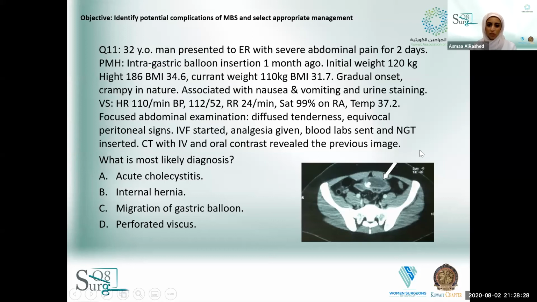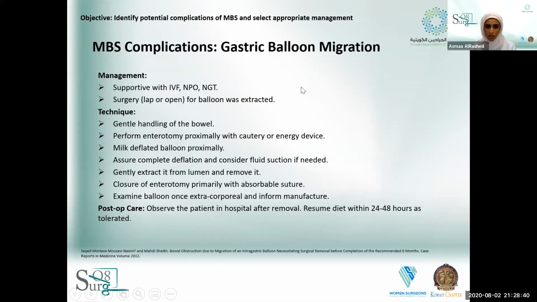So this is migration of gastric balloon. 47% got it right. So it's not perforated viscus. There's no gas that indicates that. 11% said acute cholecystitis, but the gallbladder is not there. All right, so gastric balloon migration. Now you already know that the patient had a history of a balloon insertion. You have to think that this is a possibility.